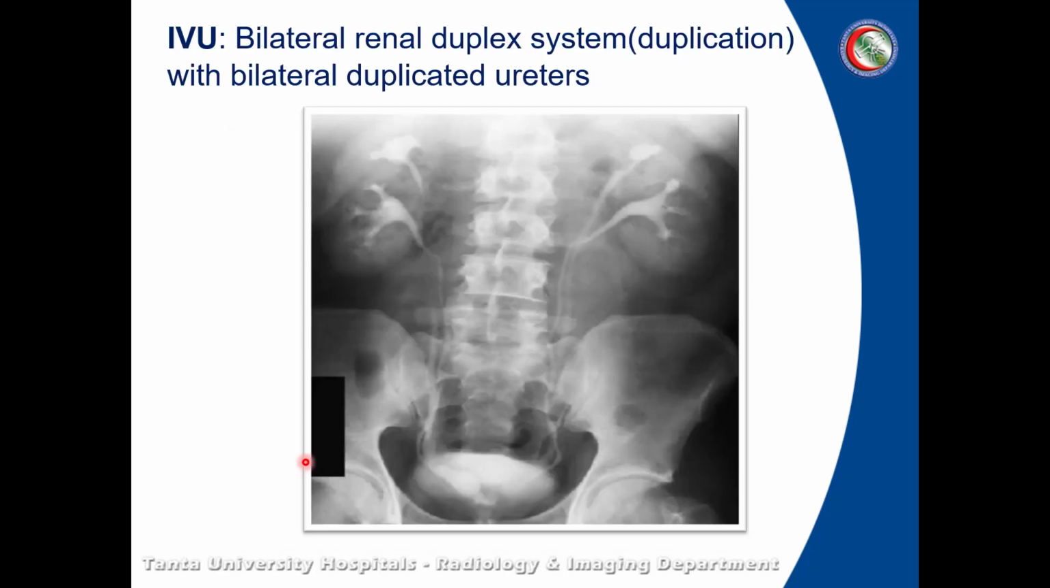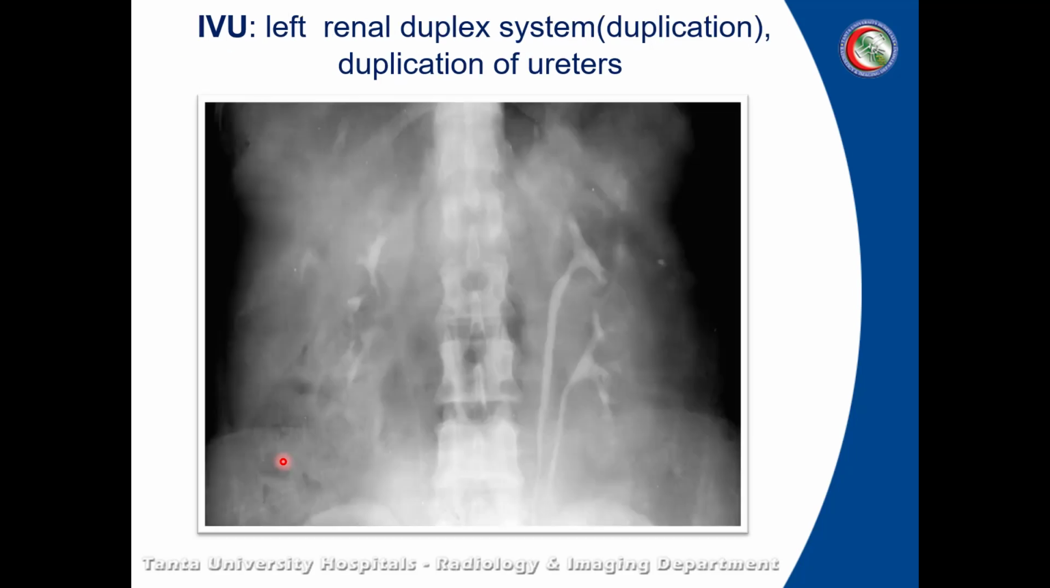Let's start with many examples for this condition. It's a contrast study. Its type is IVU, showing renal duplication or renal duplex on the right side and renal duplex on the other side also, with ureteric duplication on both sides till its end. So it's IVU, bilateral renal duplication or duplex system with bilateral duplicated ureters. Another example, on the left side, it is IVU, renal duplication or left-sided renal duplex system with duplicated ureters.